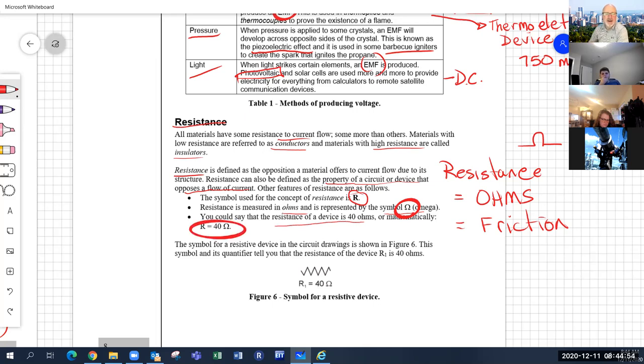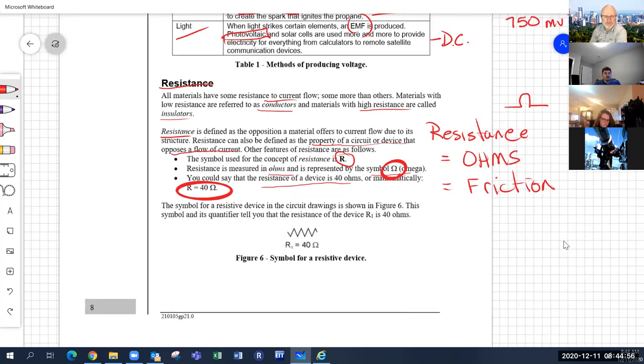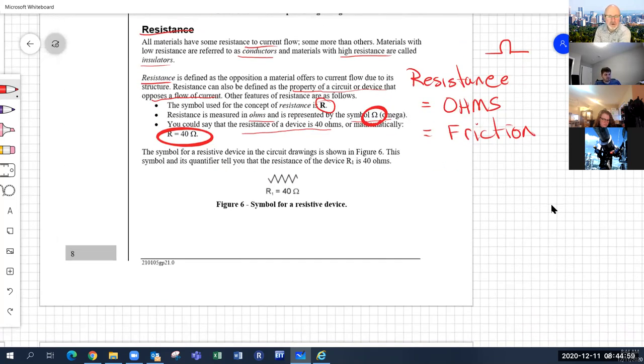Now they give you a little symbol here. This symbol is really what a resistor looks like. So if we have one just like that, that is called a resistor. And every resistor will have a certain amount of friction or a certain amount of resistance or a certain amount of ohms. And we'll talk about that a little bit more.